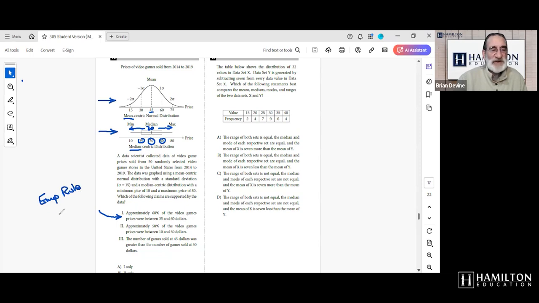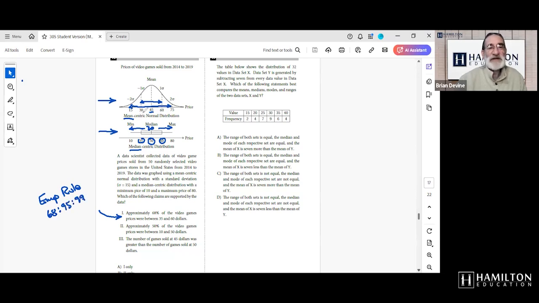For a normal distribution, the rule says that within plus or minus one standard deviation, 68% of the data is found. Within two standard deviations, 95% of the data is found. Within three standard deviations, 99.5%. So this is often called the 68, 95, 99 rule.